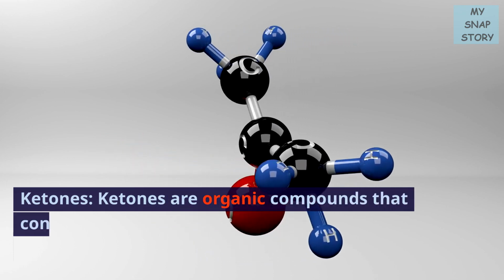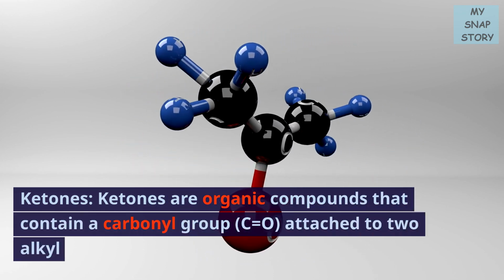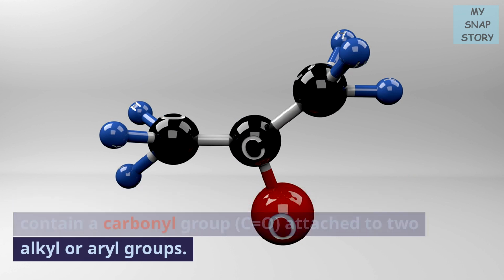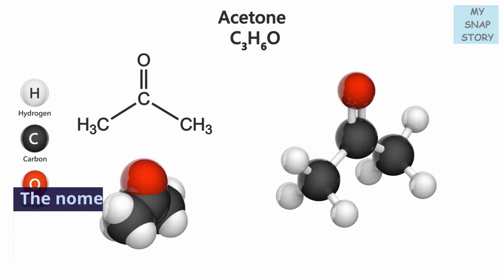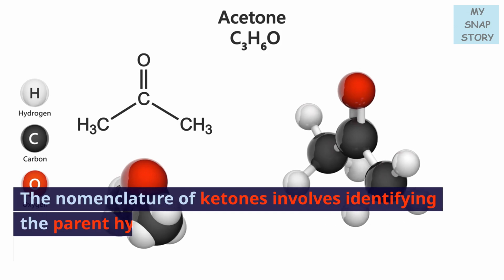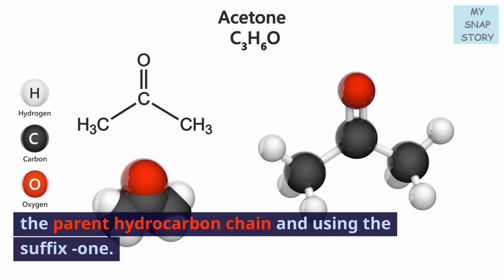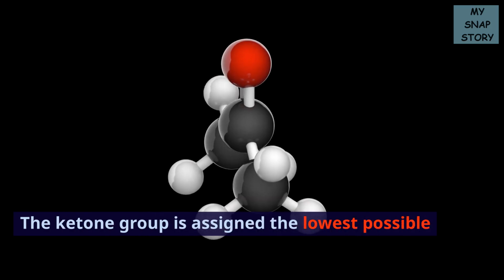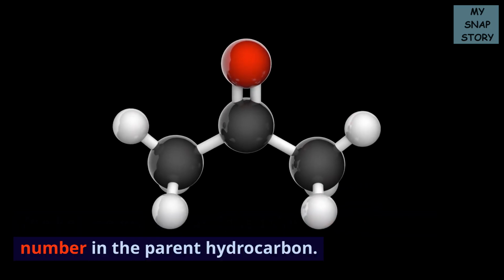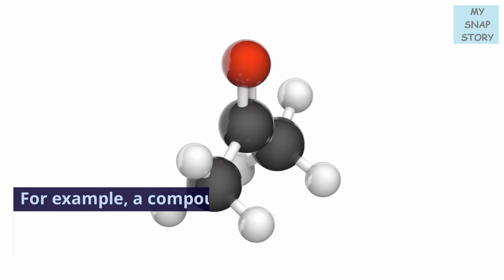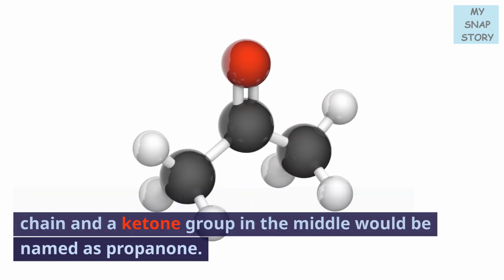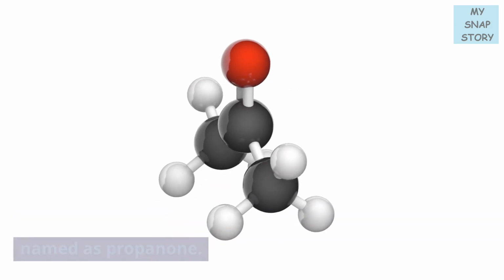Ketones. Ketones are organic compounds that contain a carbonyl group, C=O, attached to 2 alkyl or aryl groups. The nomenclature of ketones involves identifying the parent hydrocarbon chain and using the suffix -one. The ketone group is assigned the lowest possible number in the parent hydrocarbon. For example, a compound with a 3-carbon chain and a ketone group in the middle would be named propanone.